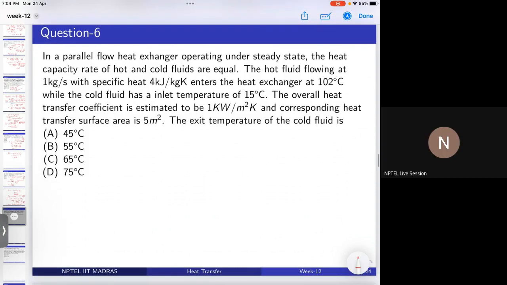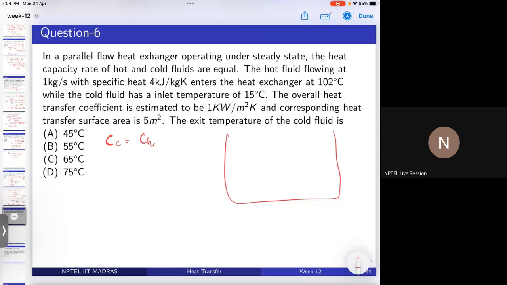So here we have a parallel flow heat exchanger. The heat capacity of the hot and cold fluid is equal, so Cc is equal to Ch. This is the heat capacity, that is the product of mass and specific heat.